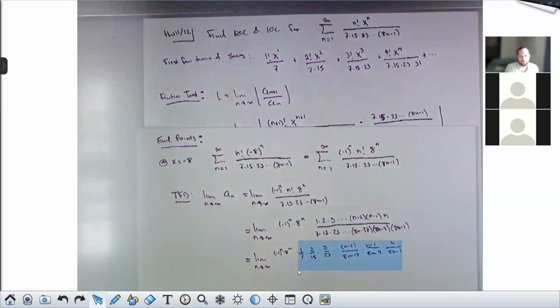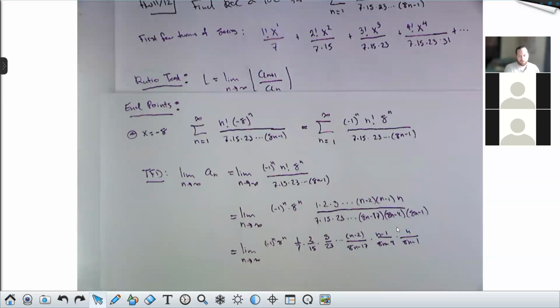So to argue that this piece goes to 0 is not too bad. You'll notice that the latter terms in this product, like n over 8n minus 1 and n minus 1 over 8n minus 9 and n minus 2 over 8n minus 17, each of these go to 1/8. So this product, as you extend it out further and further, looks like 1/8 times 1/8 times 1/8 times 1/8, which would certainly go to 0. In fact, this product right here is asymptotically (1/8)^n, which would cancel with this and give us (-1)^n. So this overall limit here is going to be DNE.